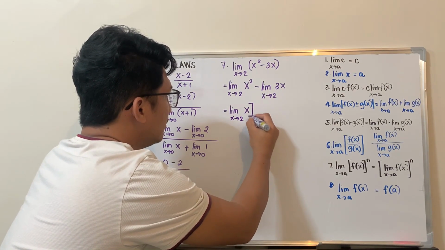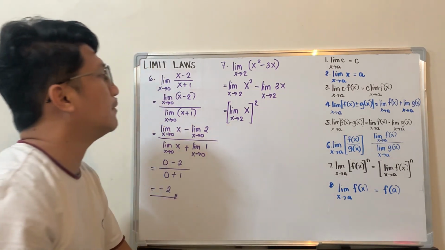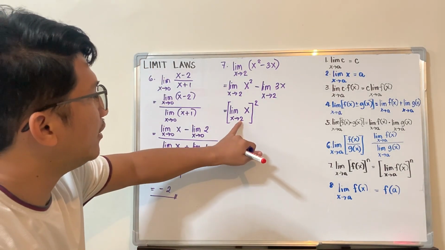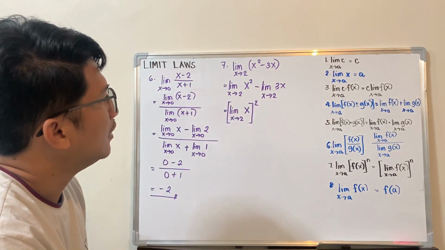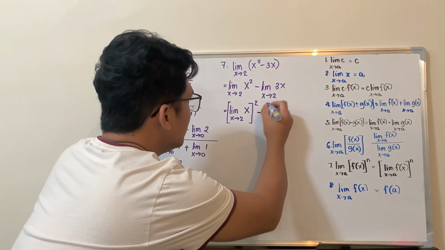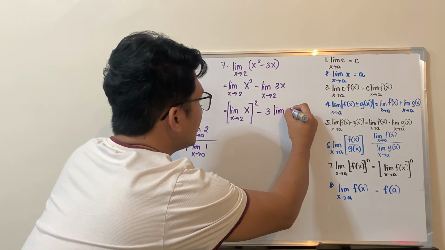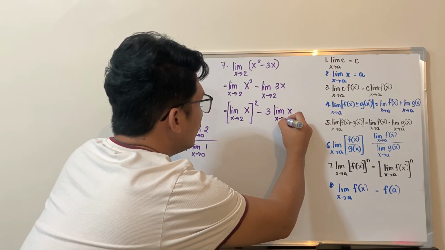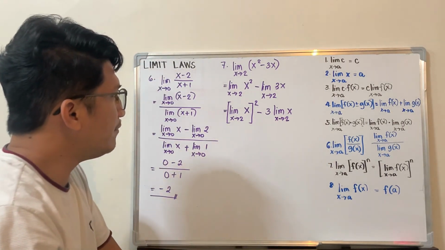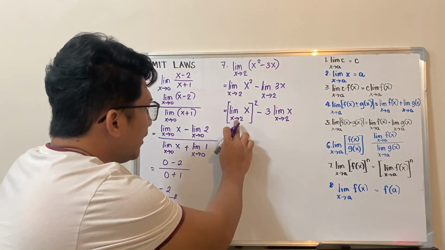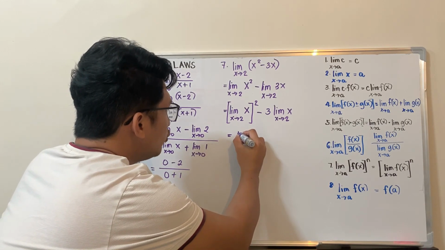Here the exponent, okay, we already have the rules, so we can solve this using number 1 and number 2. Then minus, what is it? A constant, so 3 can be pulled out. And then you have the limit of x as x approaches 2. From here we can solve it, it is an identity. So that's just simply 2.